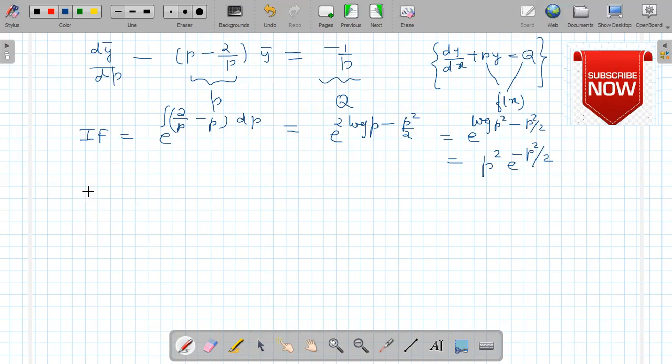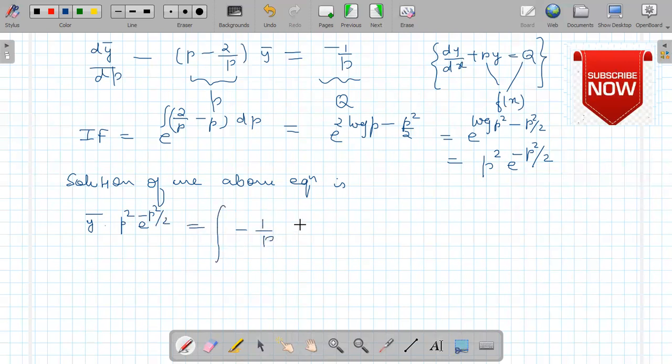Solution of this equation is, what is the solution? Y bar into integrating factor is equal to Q into integrating factor dp plus C. So one of the p will cancel, and we have minus p e raised to power minus p square by 2 dp plus C.